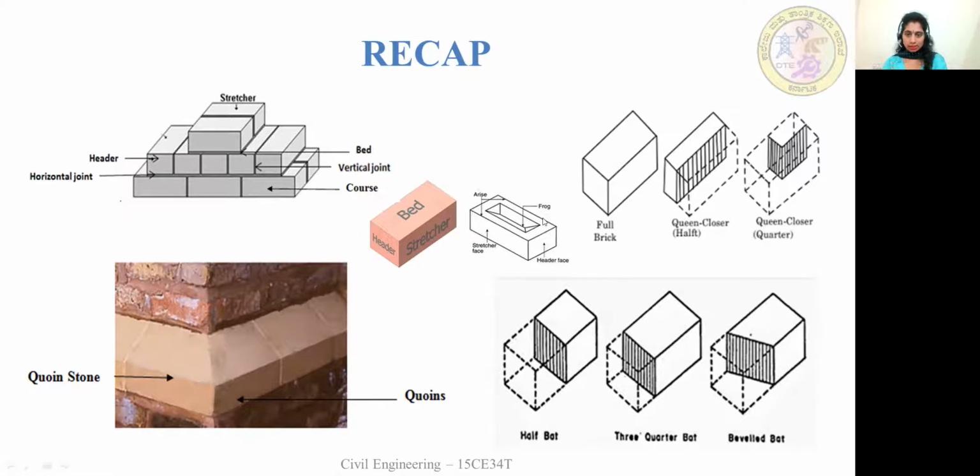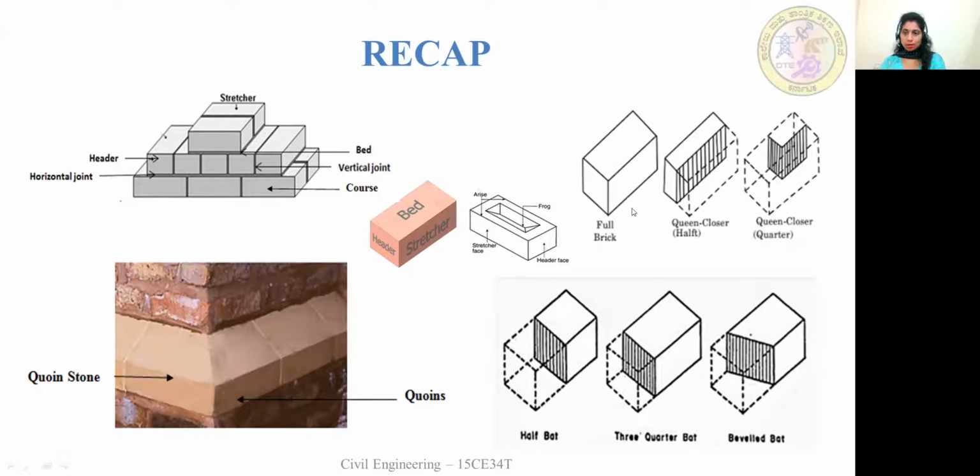Next, we have seen frog. It is the depression provided on the top surface of the brick that increases the stability of a course. I mean, that gives a good bond between the mortar. Next, we have seen the quoins. The exterior angle is known as quoin, and the stone provided is known as quoin stone.